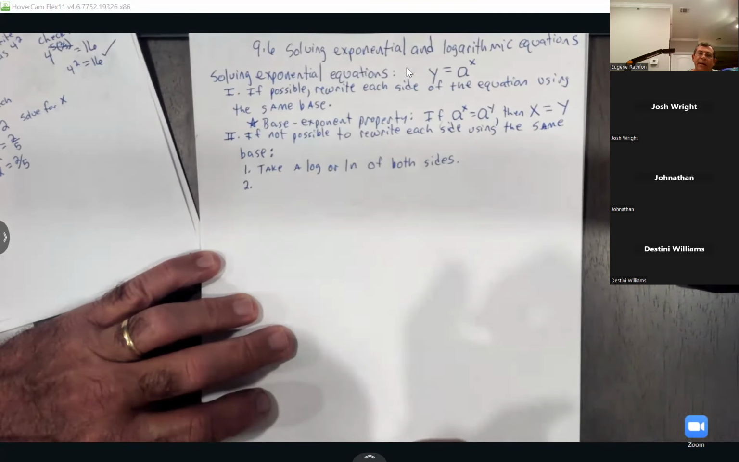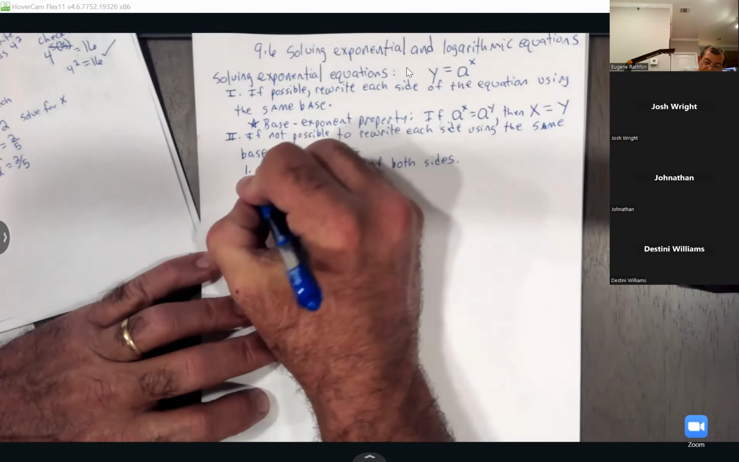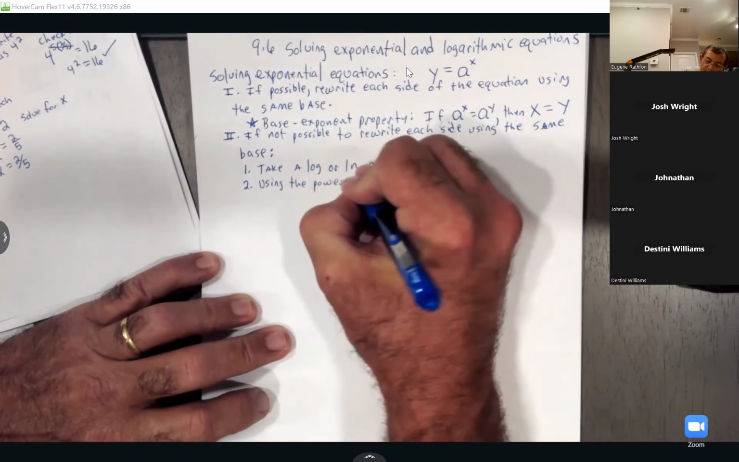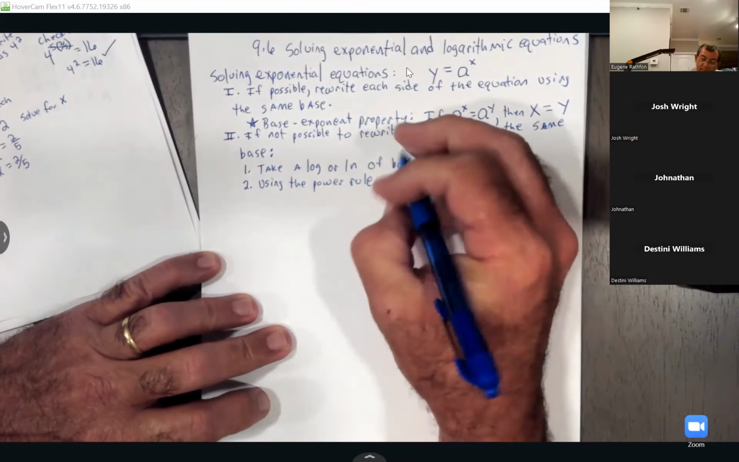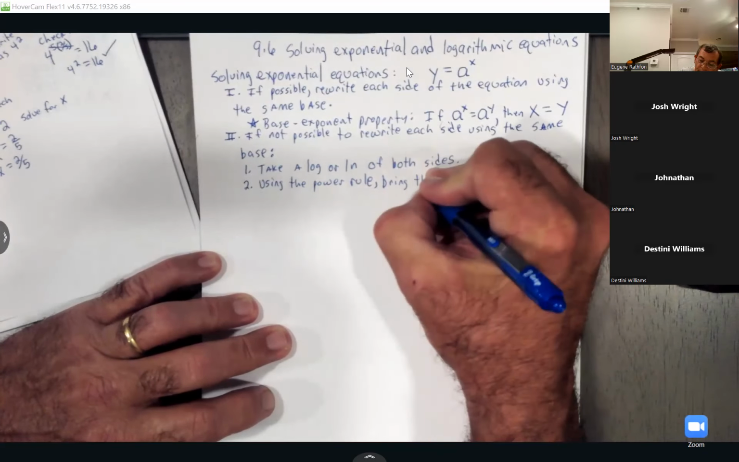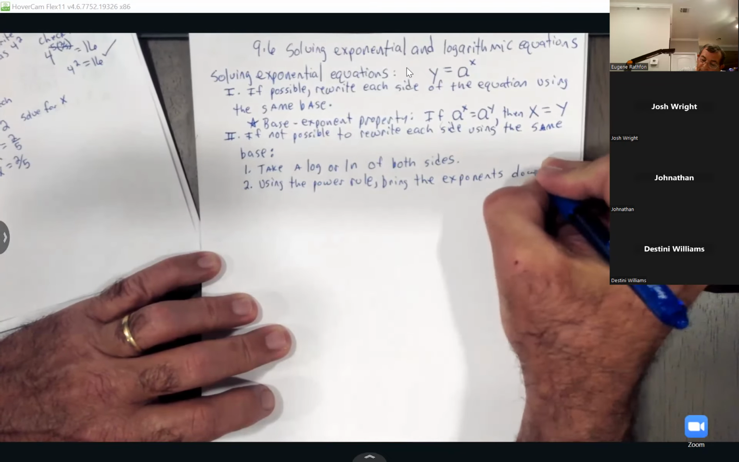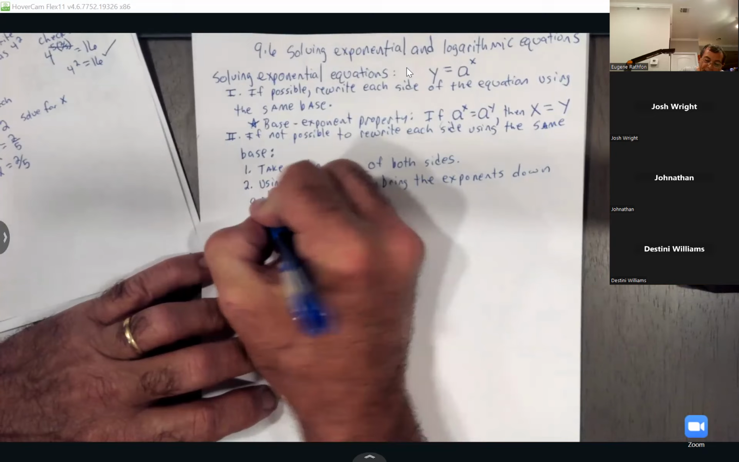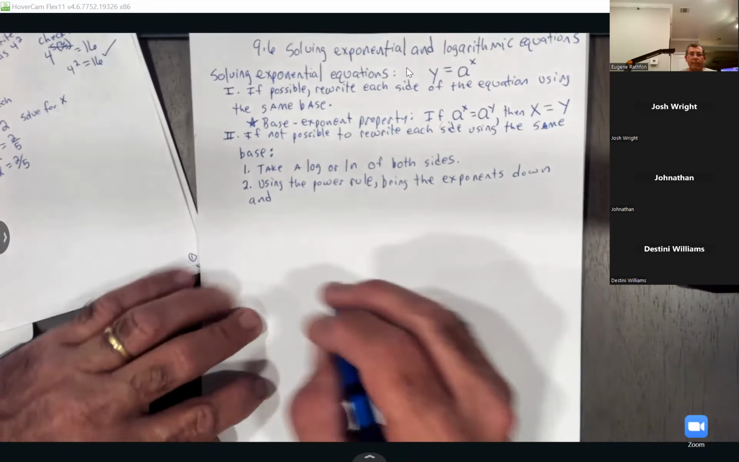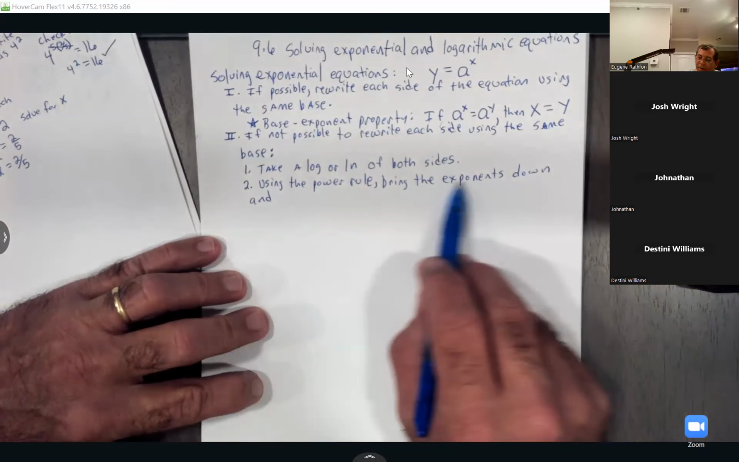So remember, when I take a ln of a result to an exponent, I can then invoke the power rule. So using the power rule, bring the exponents down and rewrite as a product. Ooh, it looks like my hand froze there for a second. So bring the exponents down and rewrite as a product.